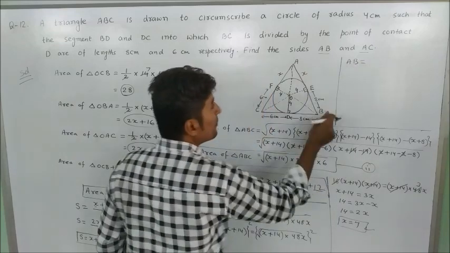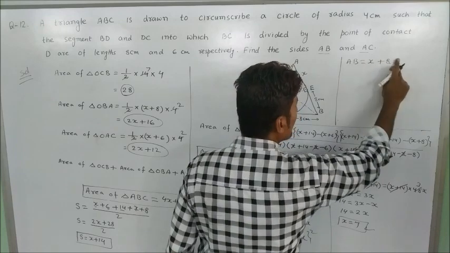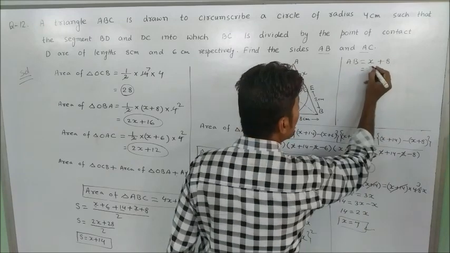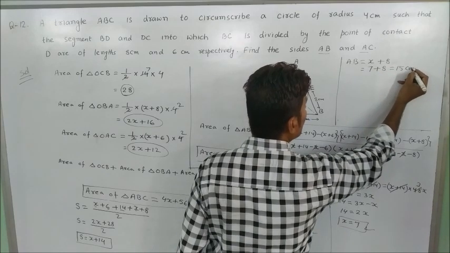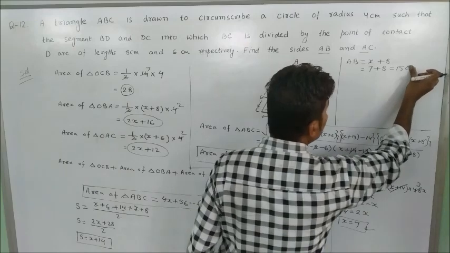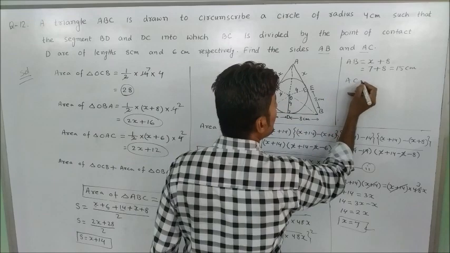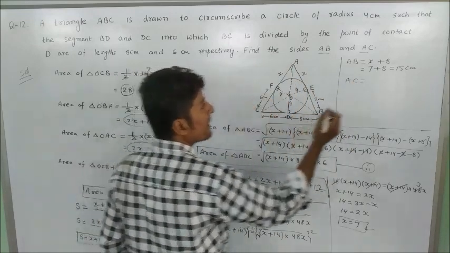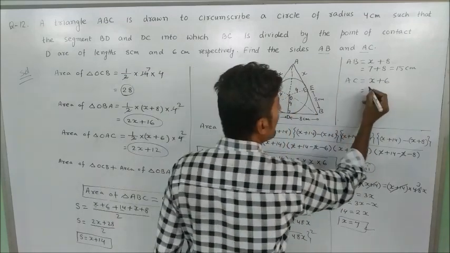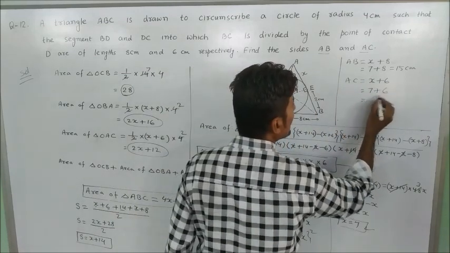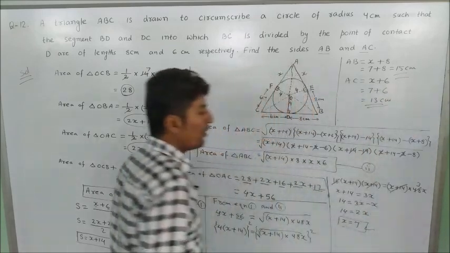AB is equal to x plus 8. The measurement of x we have got is 7 centimeters. So 7 plus 8 will be equal to 15 centimeters. So this is the first answer. After that we can find the measurement of AC. AC is equal to x plus 6. Measurement of x is 7 centimeters, plus 6. 7 plus 6 equals 13 centimeters. So these two are the solutions of this question.